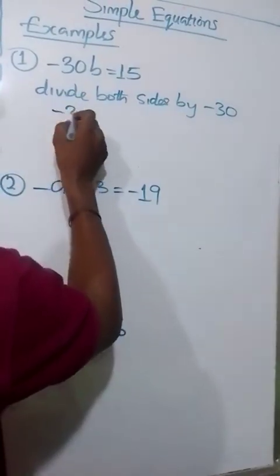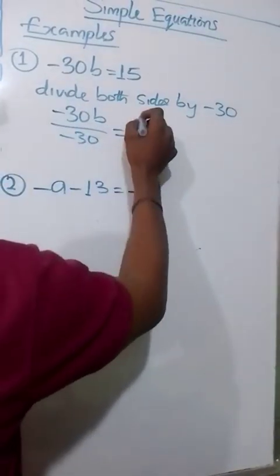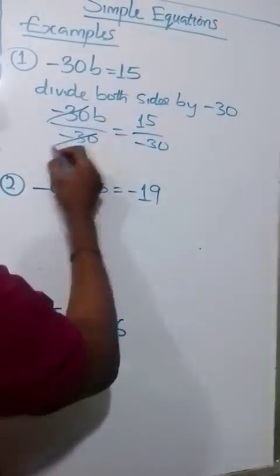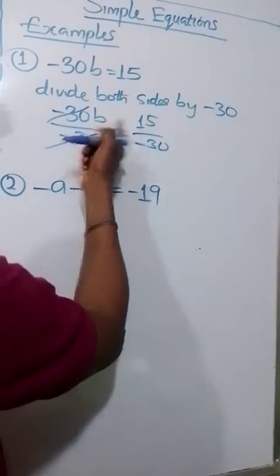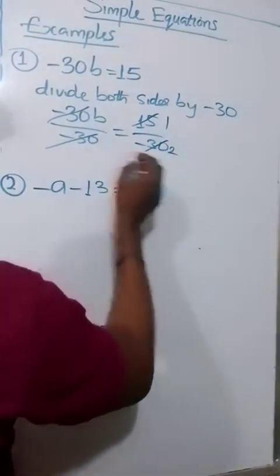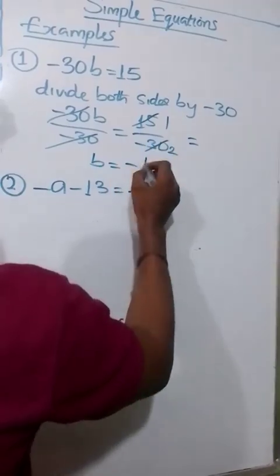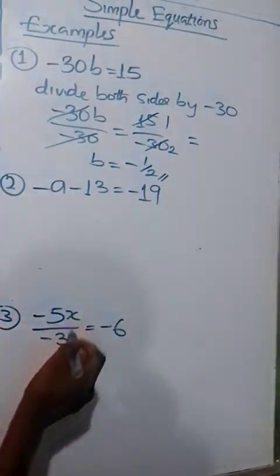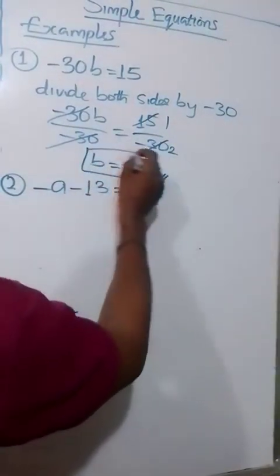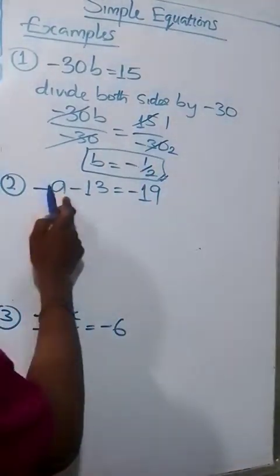So you have minus 30b divided by minus 30 equals 15 over minus 30. So minus 30 will cancel minus 30. You can see b is standing alone now. So you have 15 here, 15 here. So our answer is b equals minus 1 over 2. That's our final answer.